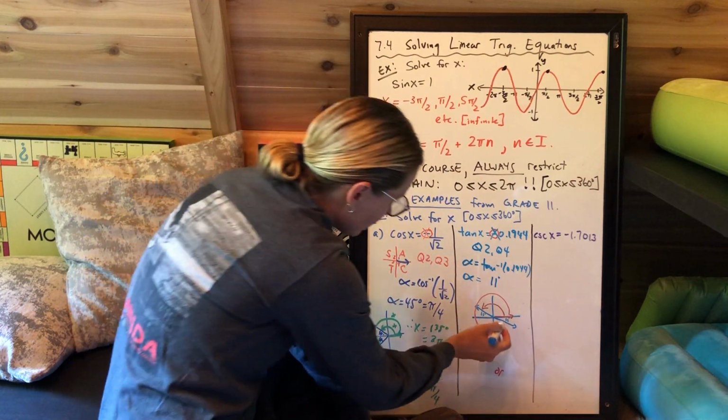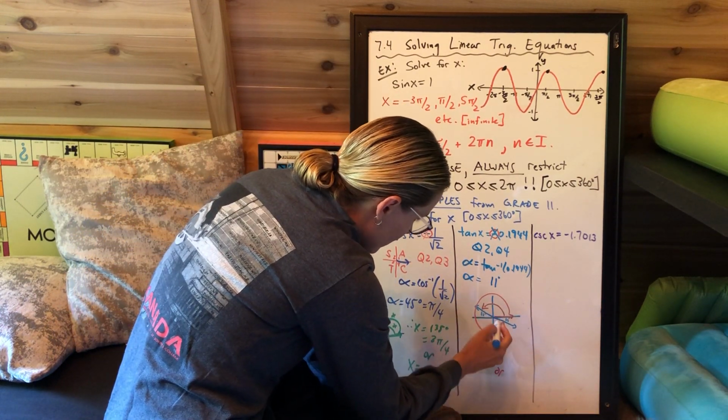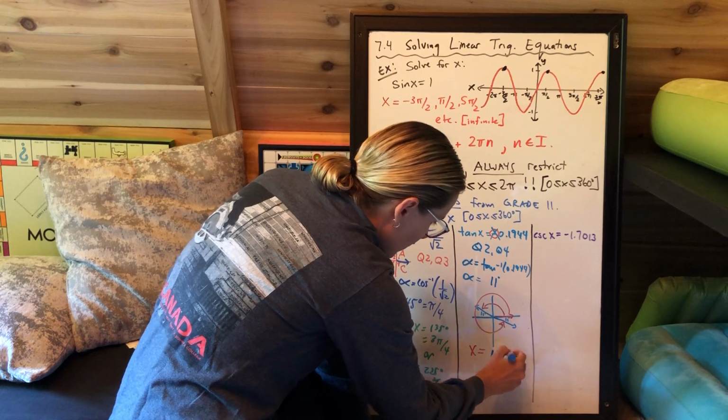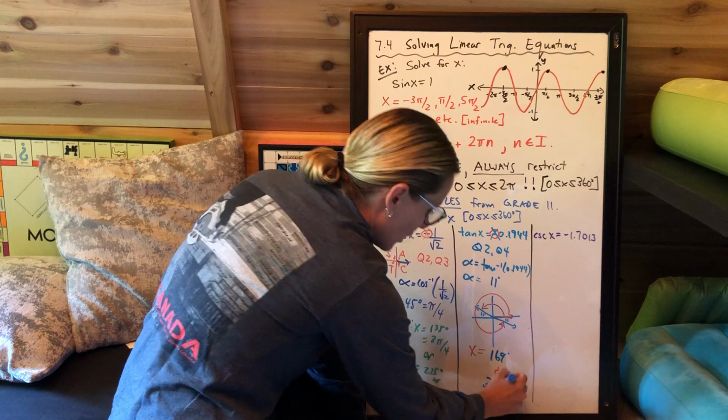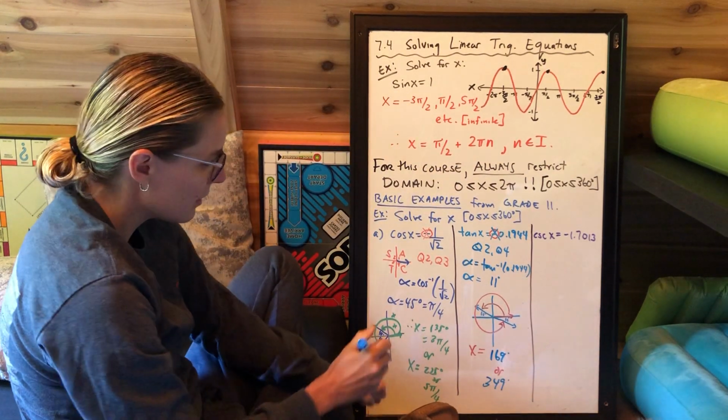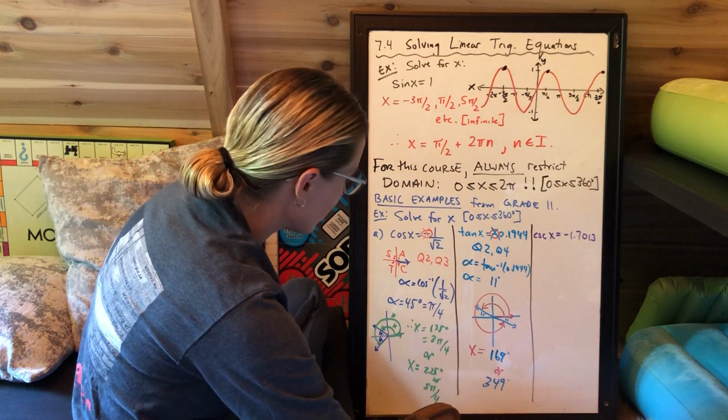So the first one, not quite 180, subtract 11, 169. The second one, not quite 360, subtract 11, 349. Okay, it should all look sort of familiar in terms of review.